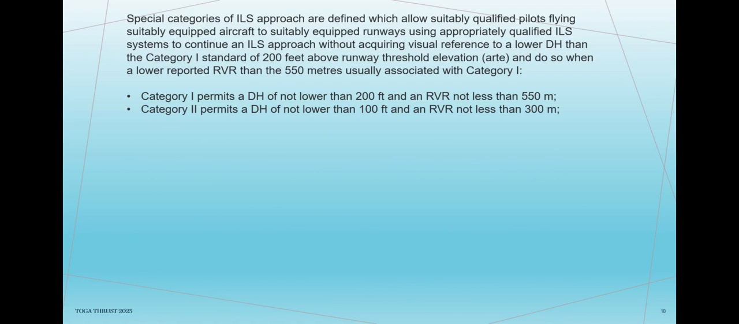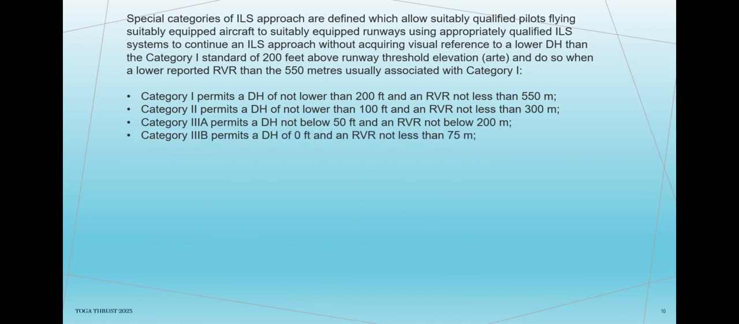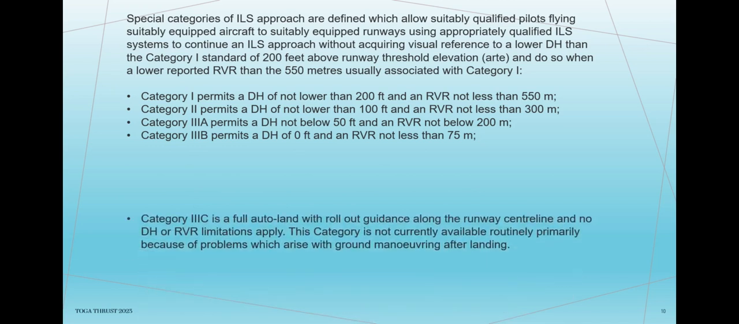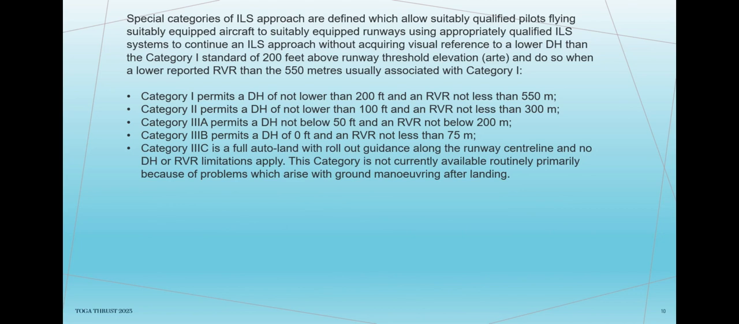Category 2 permits a DH of not lower than 100 feet and an RVR not less than 300 meters. Category 3A permits a DH not below 50 feet and an RVR not below 200 meters. Category 3B permits a DH of 0 feet and an RVR not less than 75 meters. Category 3C is a full autoland with rollout guidance along the runway centerline, and no DH or RVR limitations apply. This category is not currently available routinely, primarily because of problems which arise with ground maneuvering after landing.